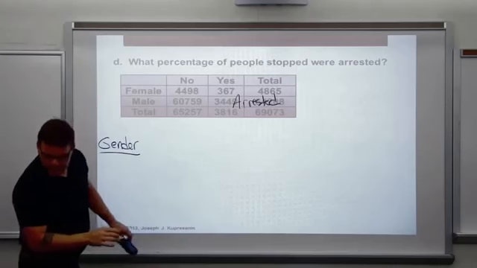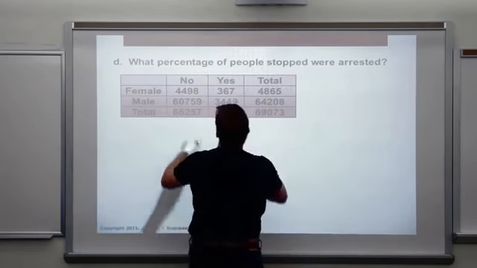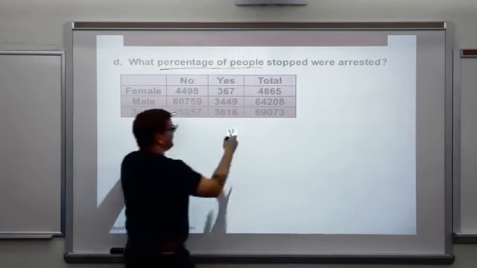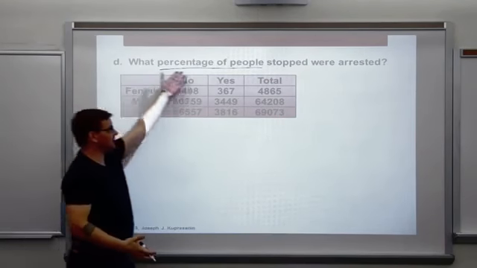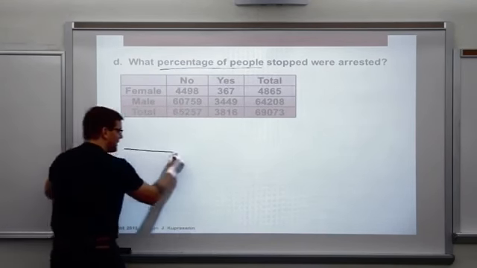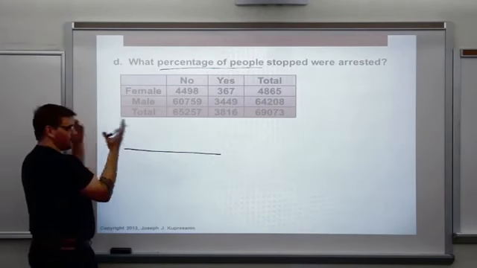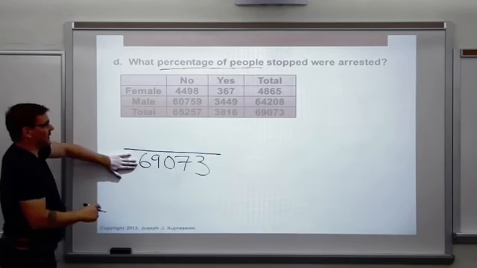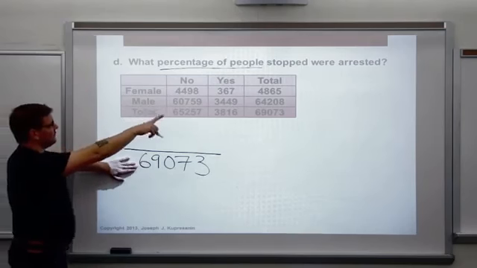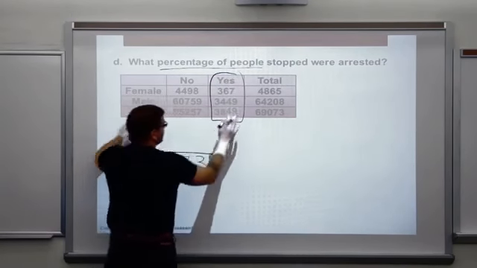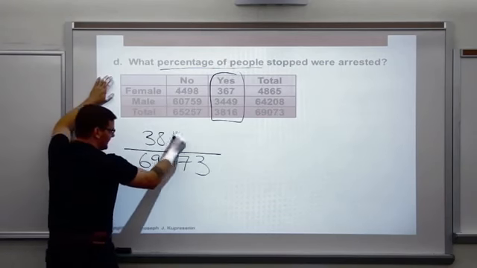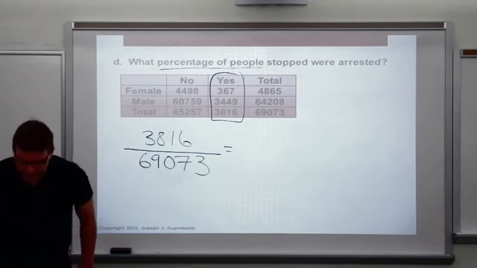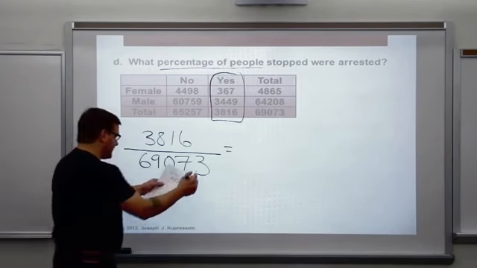Part D here, what percentage of people stopped were arrested? Here's the trick. What am I taking a percentage of? I'm taking a percentage of all people. So, when I make my fraction, what's going to go on the bottom? The grand total, 69,073. That's the grand total in the bottom. We're looking at if you were arrested, 3,816 people were arrested. Okay, so 3,816 over 69,073. I can't do that in my head, but I did my homework.